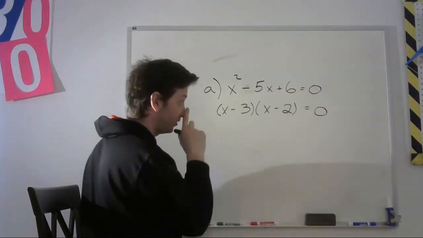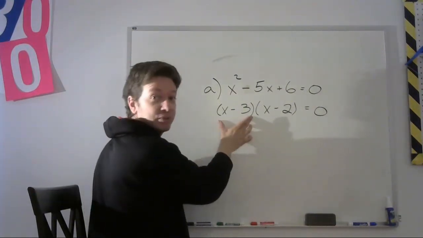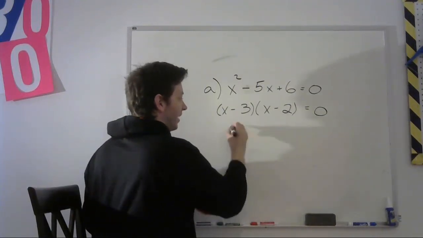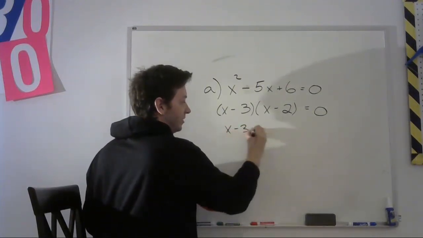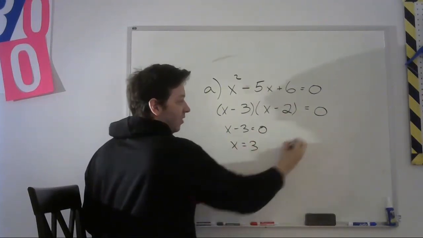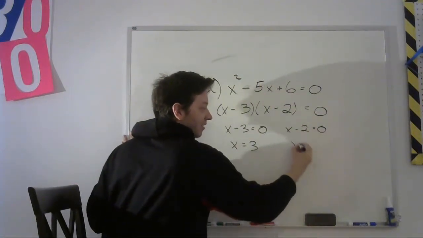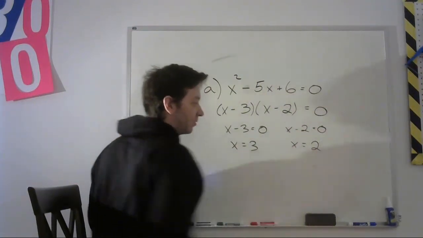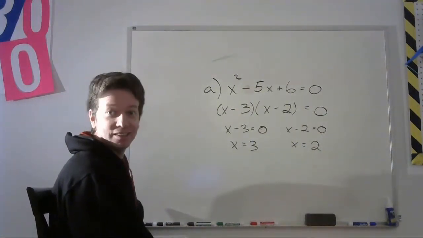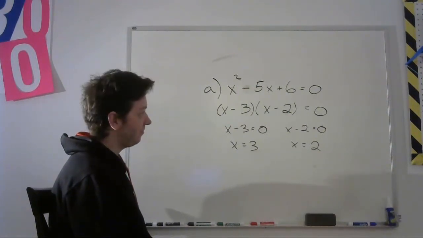Right? So our solutions then would be when this bracket equals 0, that would give us one solution, and the other would be when that bracket gives you 0. So here we have x minus 3 can be 0. Solving, you can get x equals positive 3. Or over here, x minus 2 would equal 0, and solving gives you x equal 2. So those are your two roots, your two solutions, your two x-intercepts, whatever you want to call them, all the same thing.